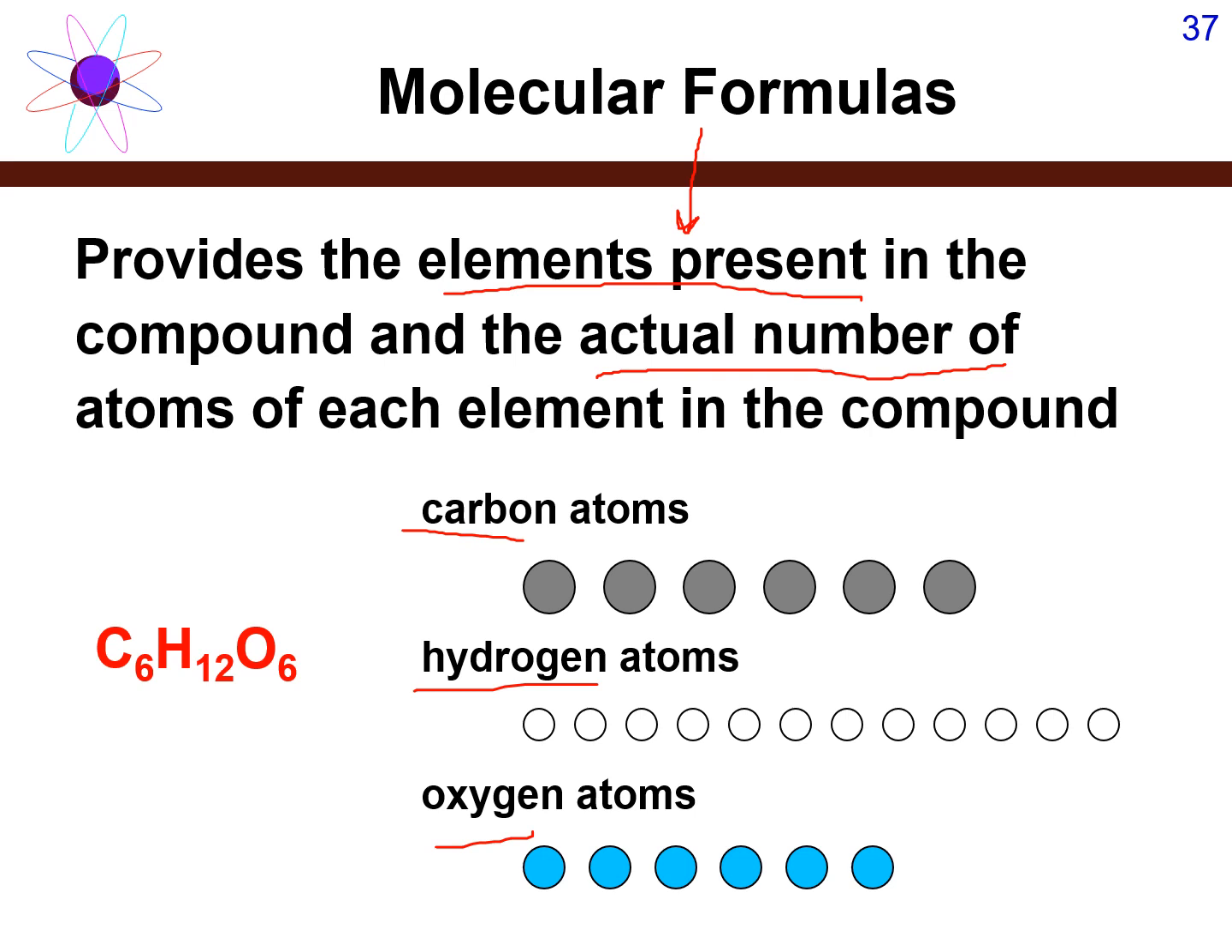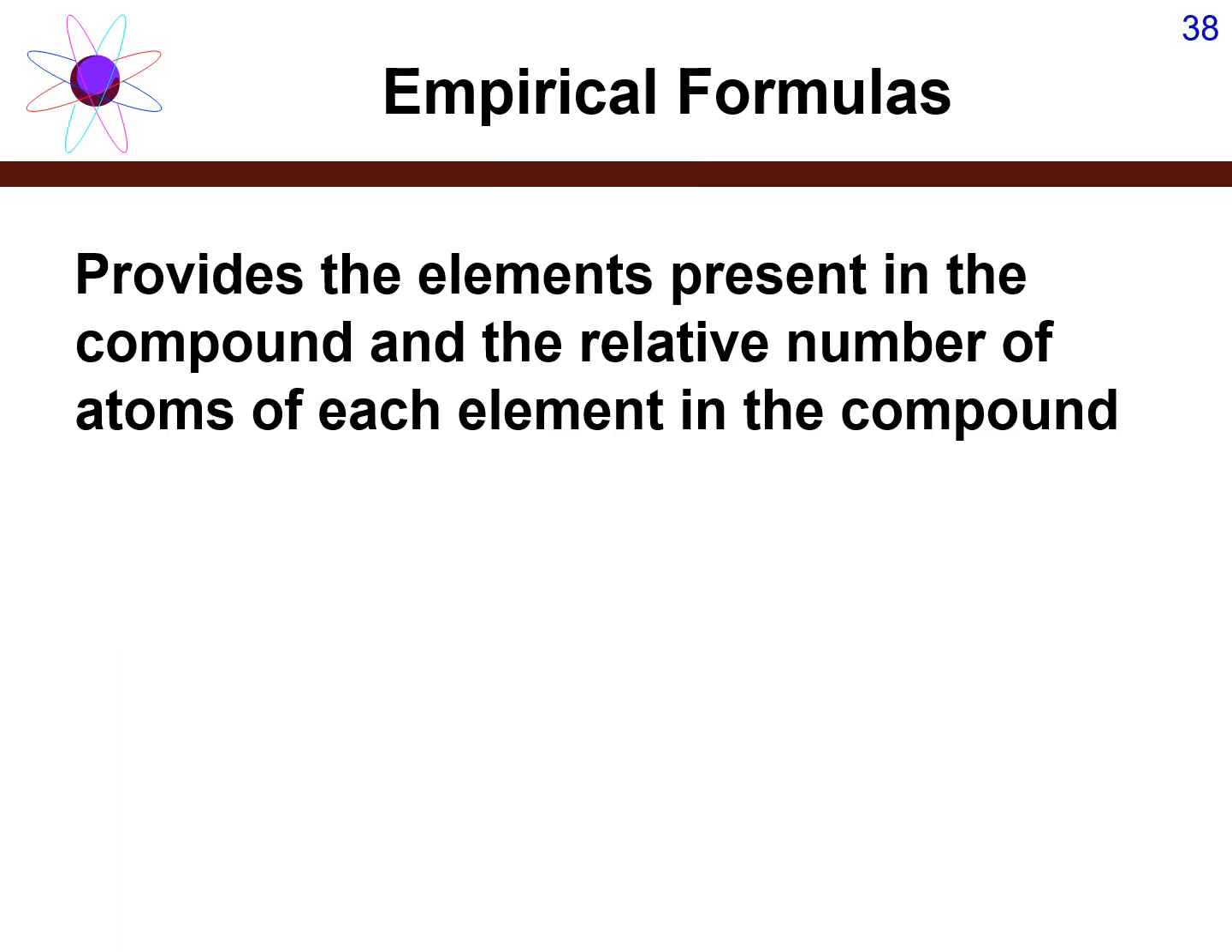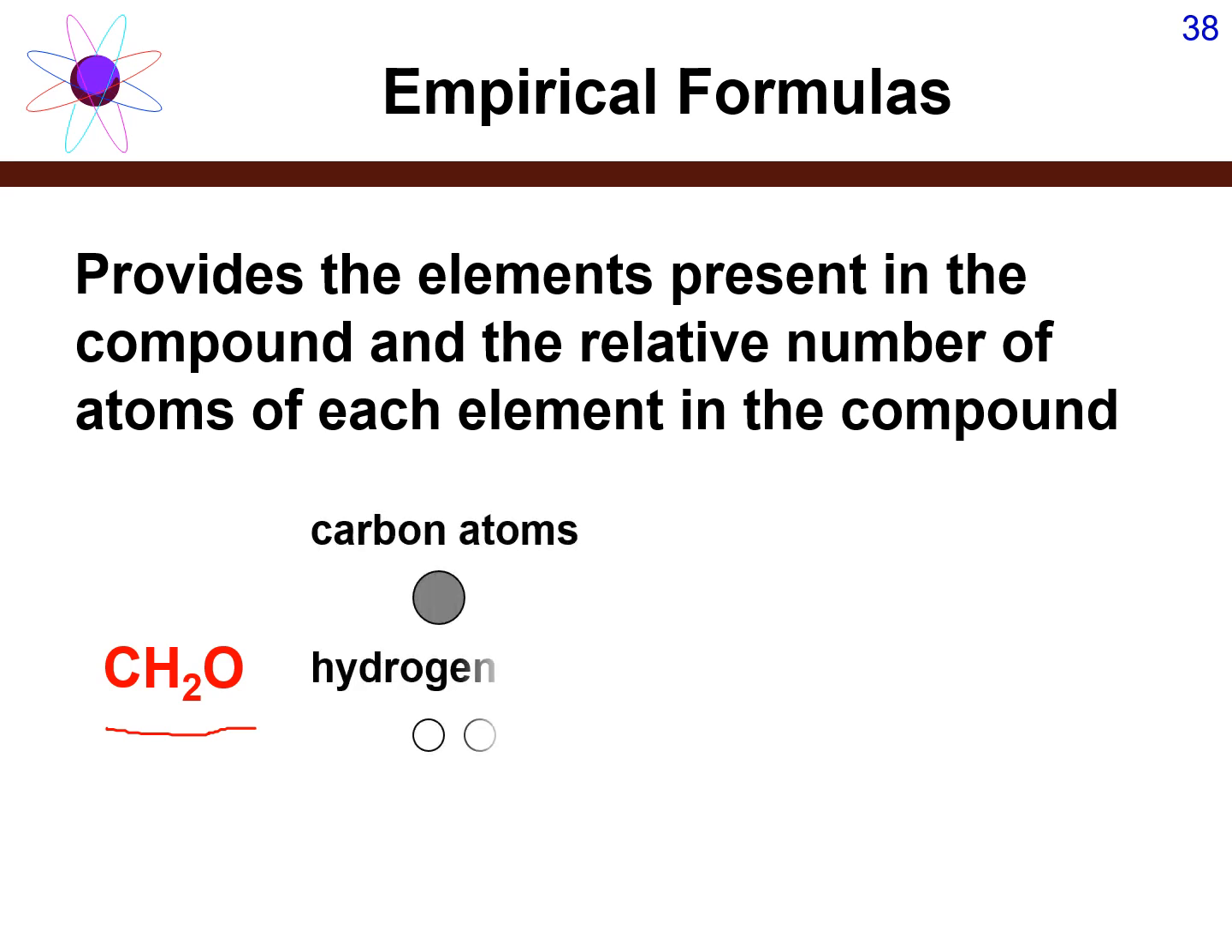Specifically, the molecular formula is C6H12O6. That's our molecular formula. An empirical formula does tell you which elements are there, but it just gives you relative numbers of each one. So for example, CH2O, what that's telling you is that there is twice as many hydrogens as there are carbons, and twice as many hydrogens as there are oxygen.